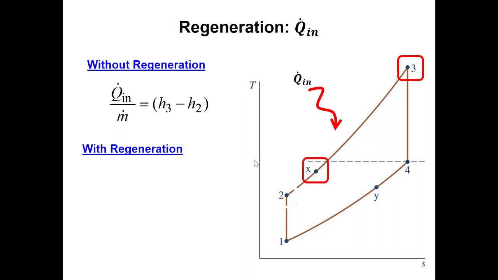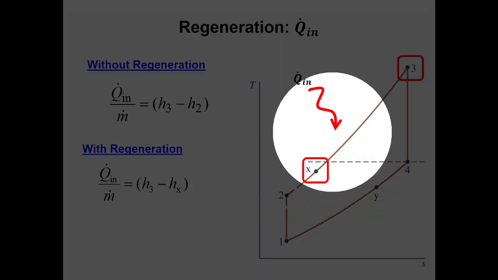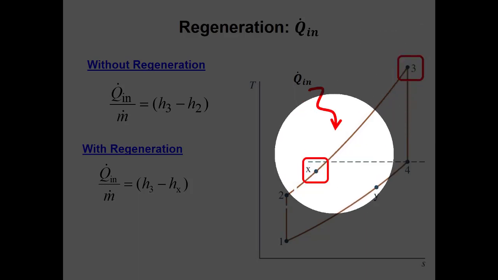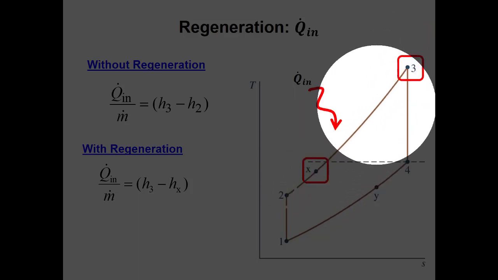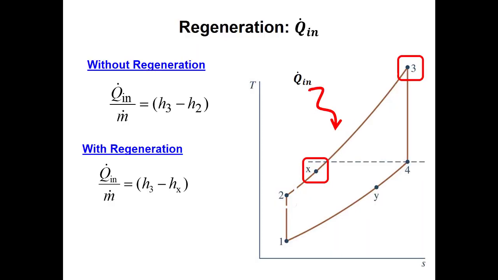Just like, if you're doing it right, you take that frozen pizza out of the oven before it gets to the temperature of the oven, right? So here with regeneration, we'll only be adding heat to heat up our fluid from X to 3, right? So this is going to be less heat that we're adding. So we're not changing the net work, but we're reducing the amount of heat that we add. And when we do that, we're increasing our thermal efficiency because we're reducing the denominator, right? Because it's net work divided by heat in.